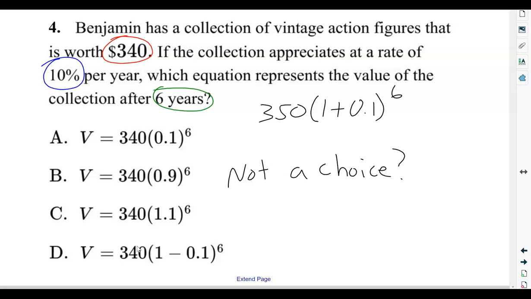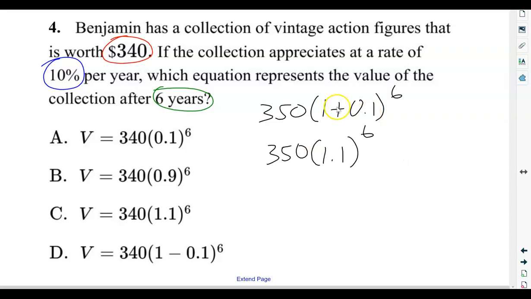Okay? So what you want to do then is just go ahead and simplify this sum. So if you add this, I still put 350, but if you add this, you get 1.1. 1 plus 0.1 is 1.1, and that's right here.